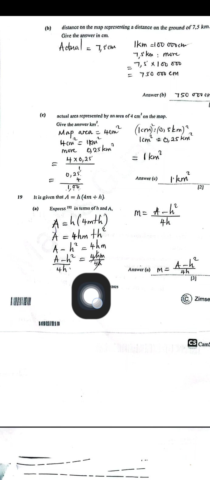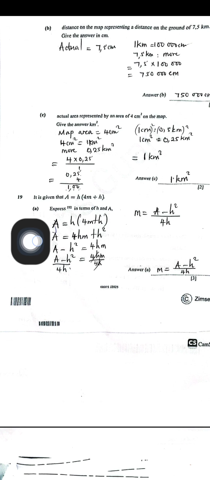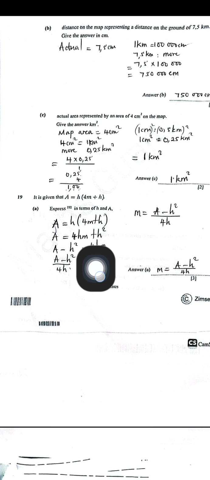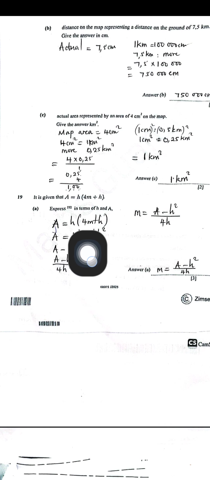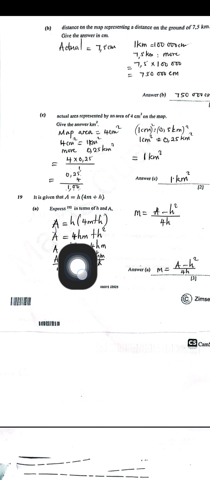There are some procedures we have to know in dealing with subject of formula. When given fractions, destroy fractions. When given brackets, destroy brackets. When given square roots, remove the square roots. In this case, we are given brackets. So A is equal to H open bracket 4M plus H. H is multiplying the first term, which is 4HM, plus H squared.